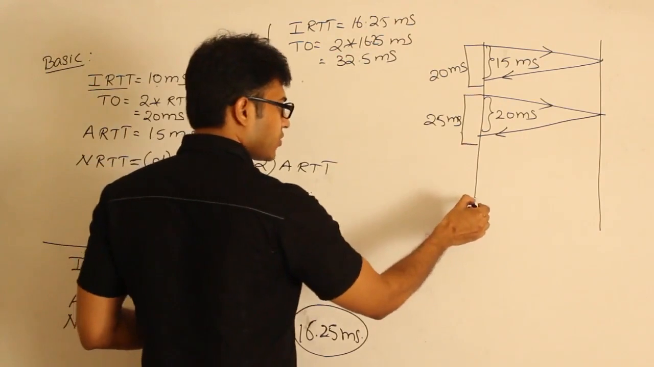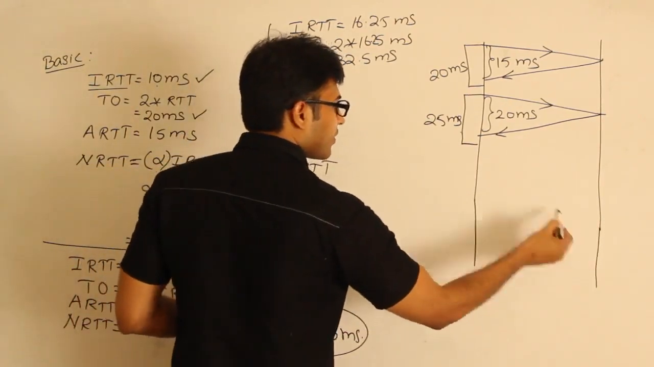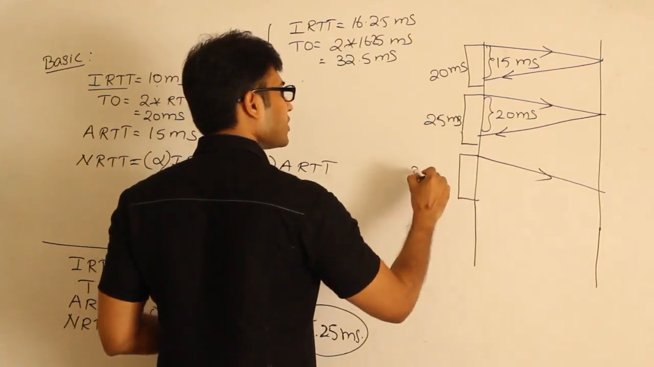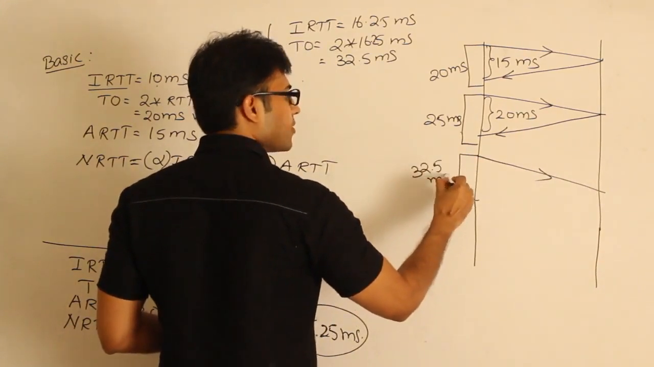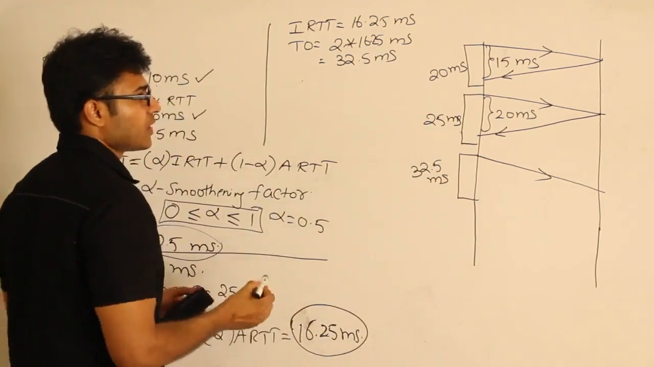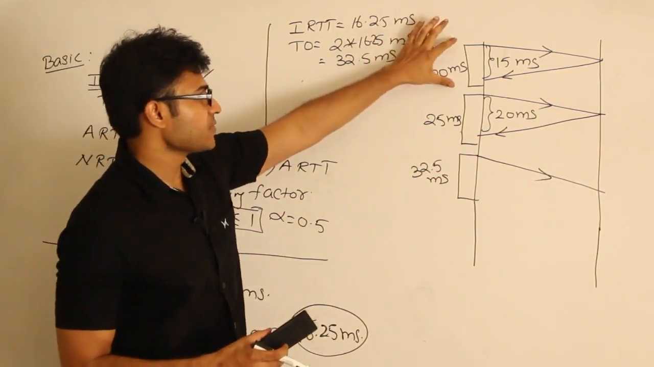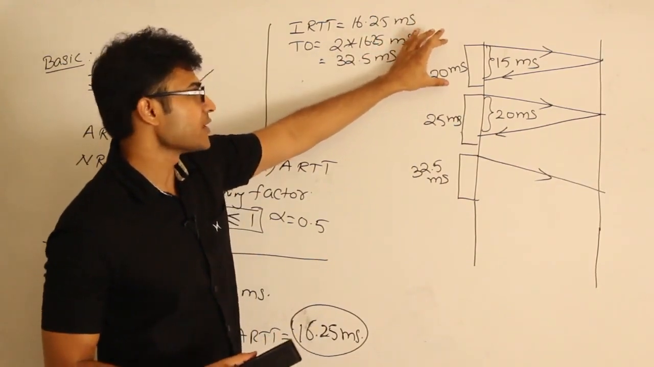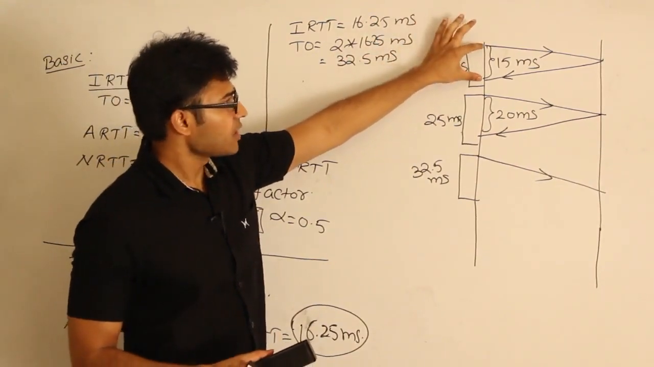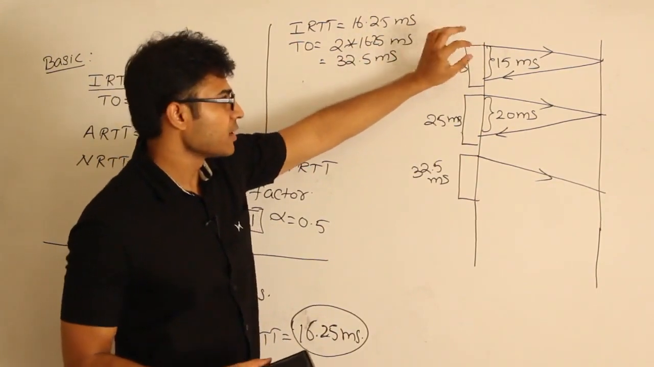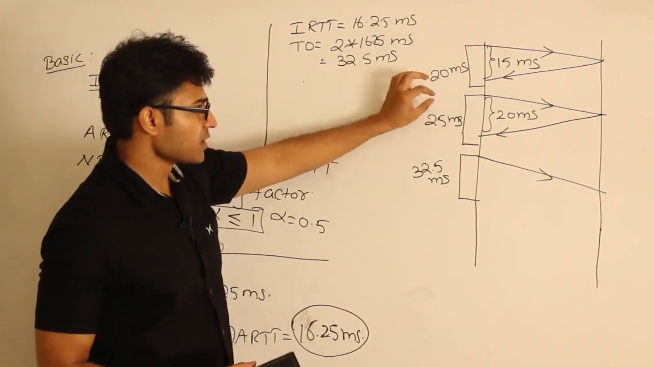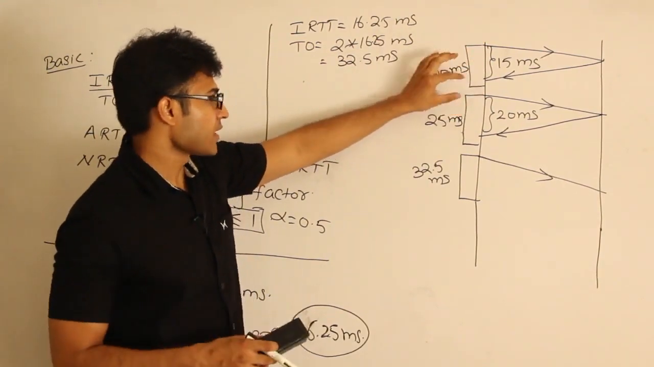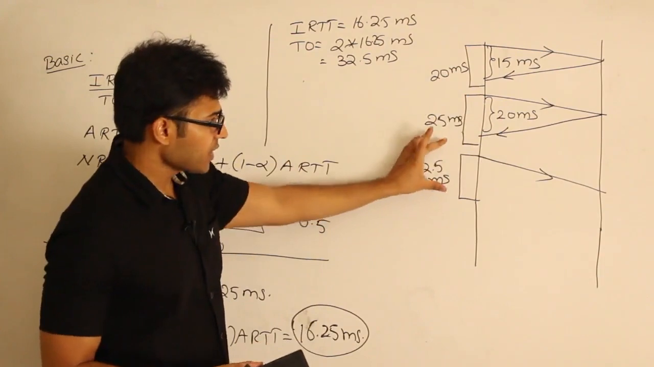So what we are doing next time is, whenever we send the next packet, we are going to wait for 32.5 milliseconds, right? So just look at this pattern. Initially we expected that the packet would come back in 10 milliseconds, therefore we put it as 20 milliseconds, but the acknowledgement came back late. That is why next time I increased it. Next time I am expecting that the acknowledgement will come back in 12.5 milliseconds, but it came back late. Therefore next time I increased it.